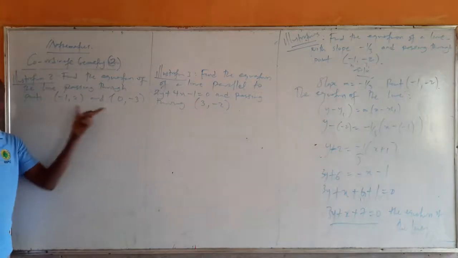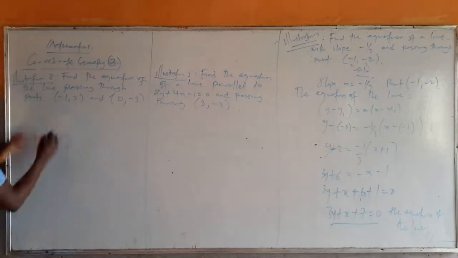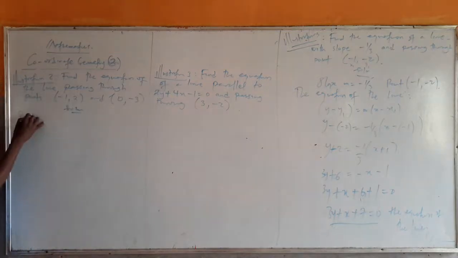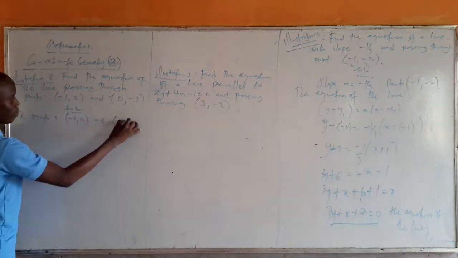This is the second point. When you are passing through 2 points, I told you the other time, when we have a line passing through 2 points, what will be the equation of the line? We have 2 points. What are the 2 points? Minus 1 comma 2 and 0 comma minus 3.